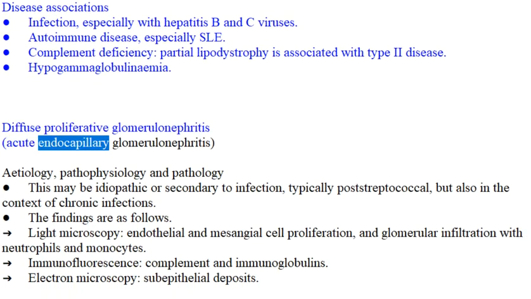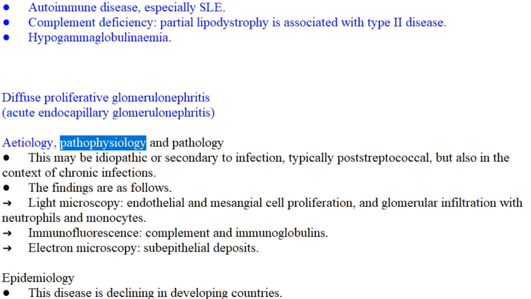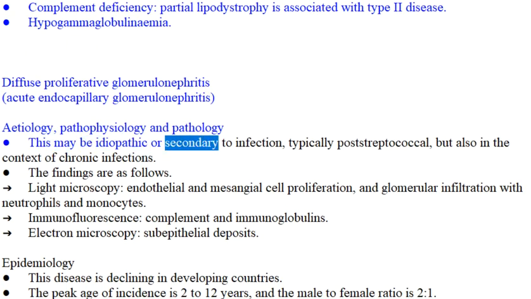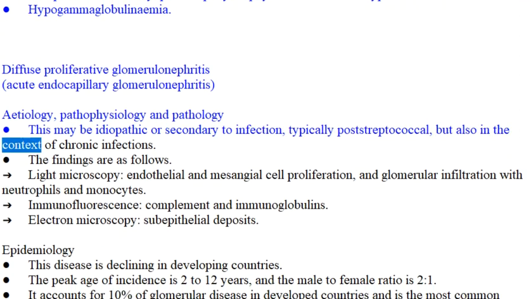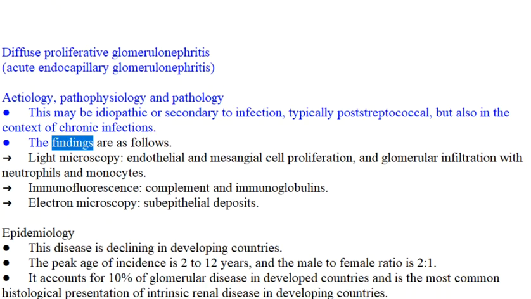Diffuse proliferative glomerulonephritis. Acute endocapillary glomerulonephritis. Etiology, pathophysiology, and pathology. This may be idiopathic or secondary to infection, typically post-streptococcal, but also in the context of chronic infections. The findings are as follows.